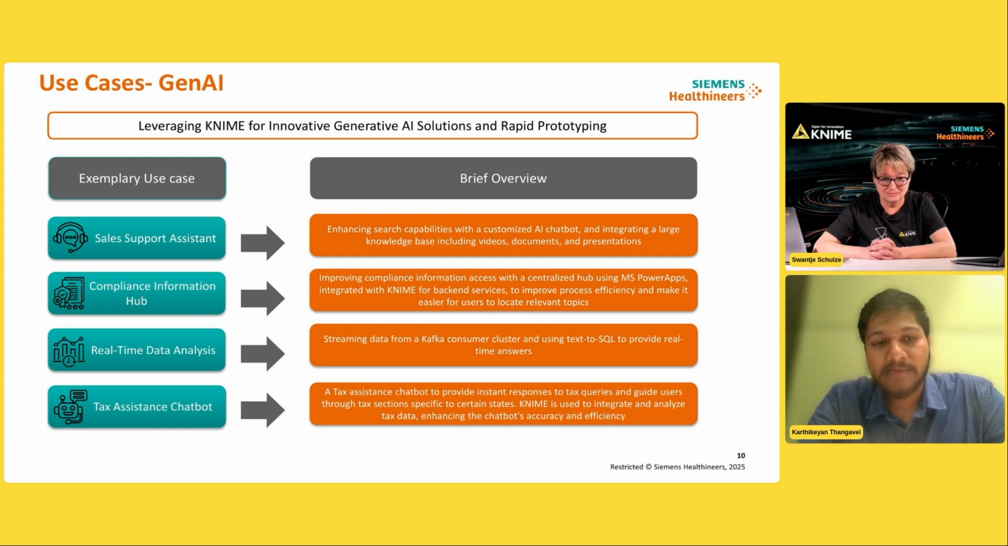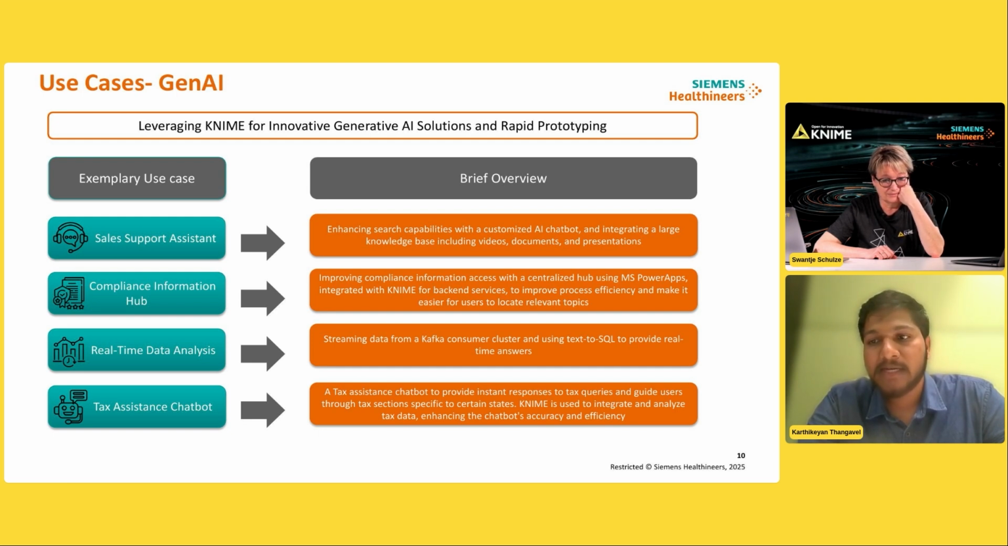The next use case that we are currently working on utilizes the Kafka consumer cluster to stream data. It also employs text to SQL, so whenever a user asks a question, it is converted to text to SQL. Additionally, we perform data transformations. Once we know the data sets that are filtered out, we use this data transformation before sending it to the LLM to generate a response.